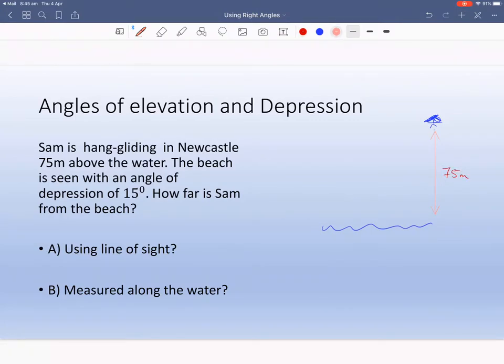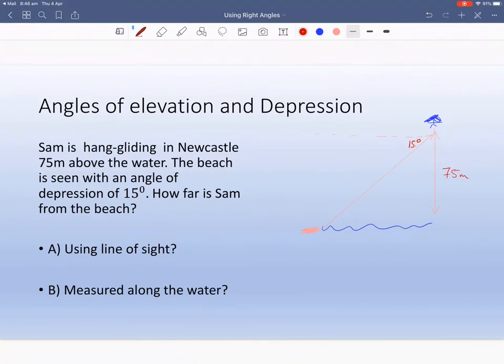Okay. Now the beach is right here. It says the beach is seen with an angle of depression, because depression is down. If I feel depressed, I feel down, okay? So the angle of depression is 15 degrees. I'm actually going to change colours. 15 degrees, okay?